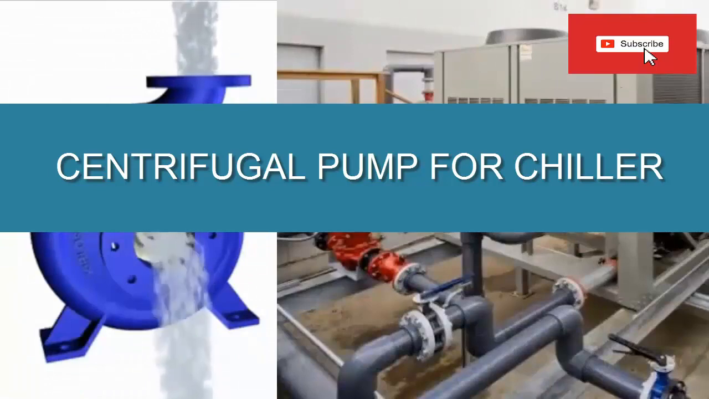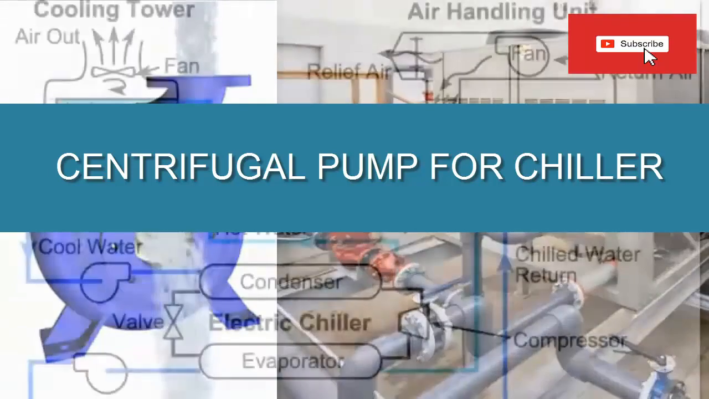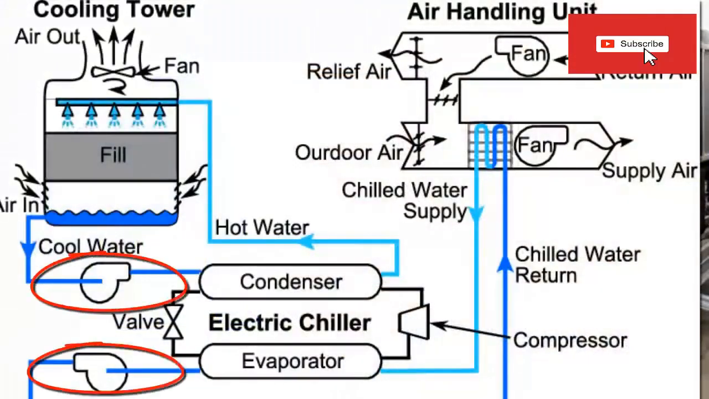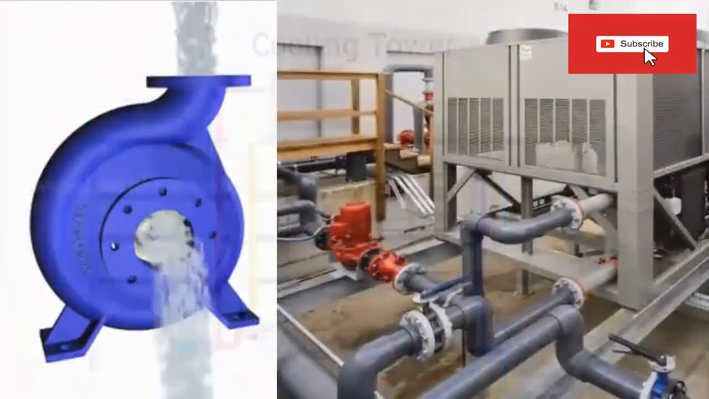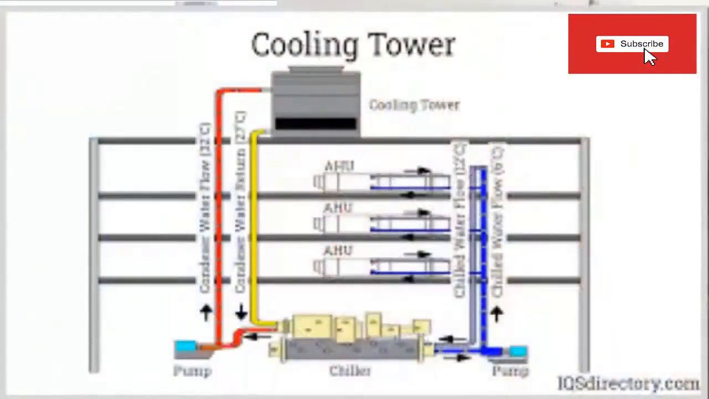Let's start by saying that centrifugal pumps are an essential part of an air conditioning plant with chillers. They are responsible for providing the flow and pressure to bring the chilled water to all the points required by the installation.